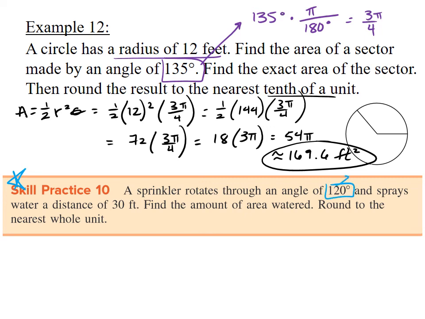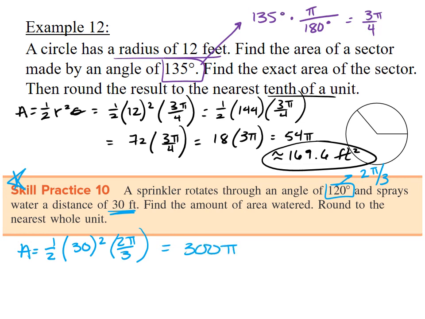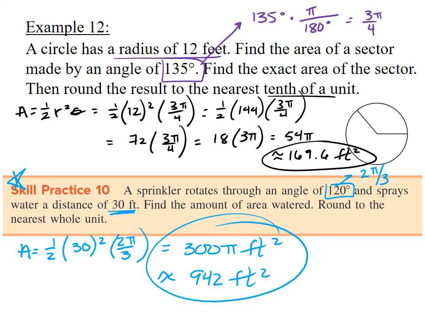We need to convert 120 degrees to radians. When you convert this, you should multiply it by pi over 180, and this gives you 2 pi over 3 radians. Plugging this in, you have 1/2 times 30 squared times 2 pi over 3. Once this is all simplified, it's 300 pi square feet, which is approximately 942 square feet. That concludes the lesson for section 4.1.